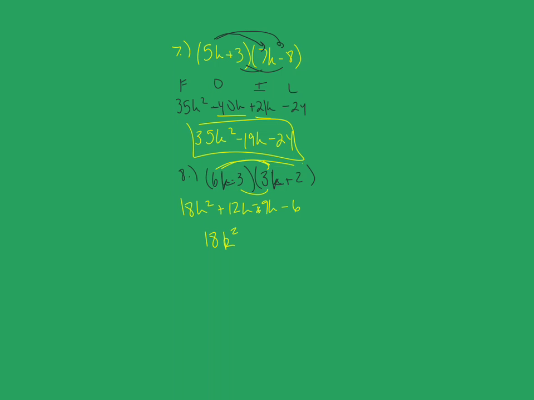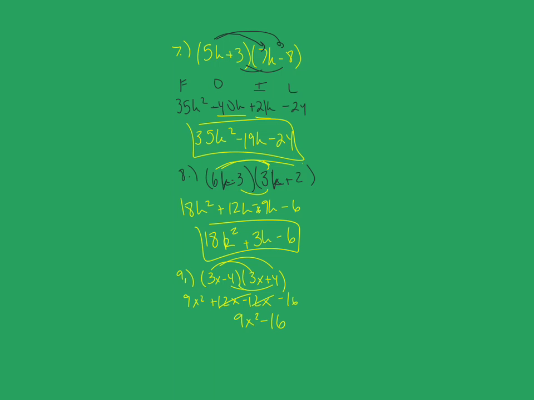So I have 18k squared plus 3k minus 6. That's it. 9, exact same concept. I have 3x minus 4, 3x plus 4. I do the first two, I get 9x squared. I do the outside two, I get plus 12x. I do the inside two, I get minus 12x. The last two are going to give me minus 16. Those middle terms cancel. I'm left with 9x squared minus 16. That's it for that.